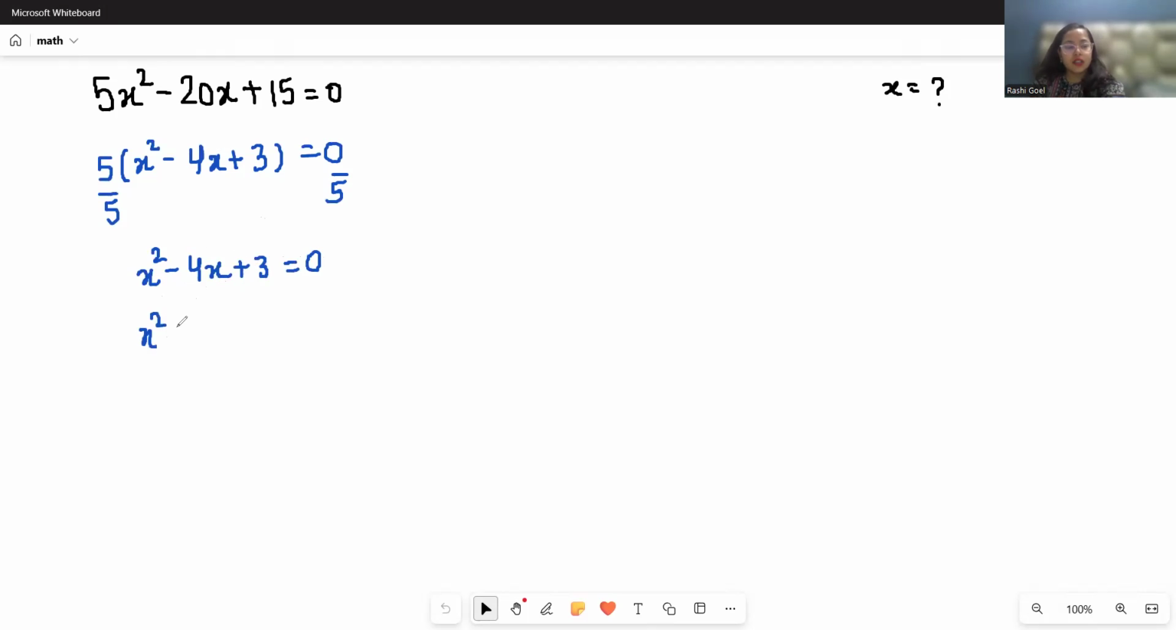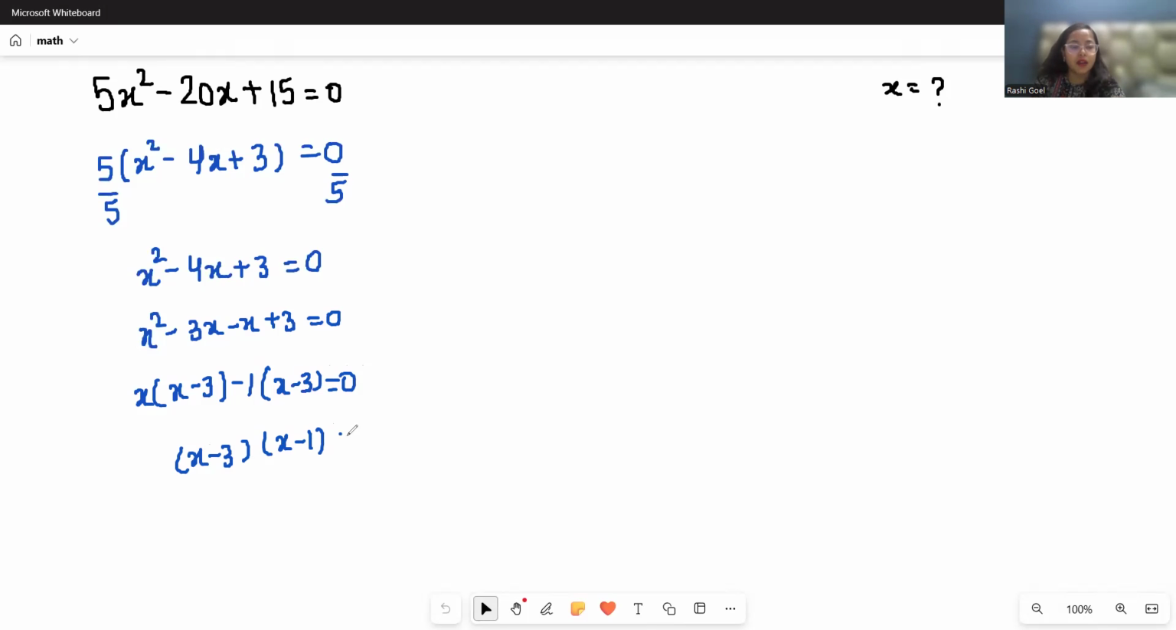So we can write this negative 4x as negative 3x negative x plus 3 equals 0. Now from the first two terms, if I take x as common, x minus 3, and if I take minus 1 as common, x minus 3 equals 0. Now x minus 3 is common, so x minus 1 equals 0. Now put both the factors equal to 0 to find the solution.